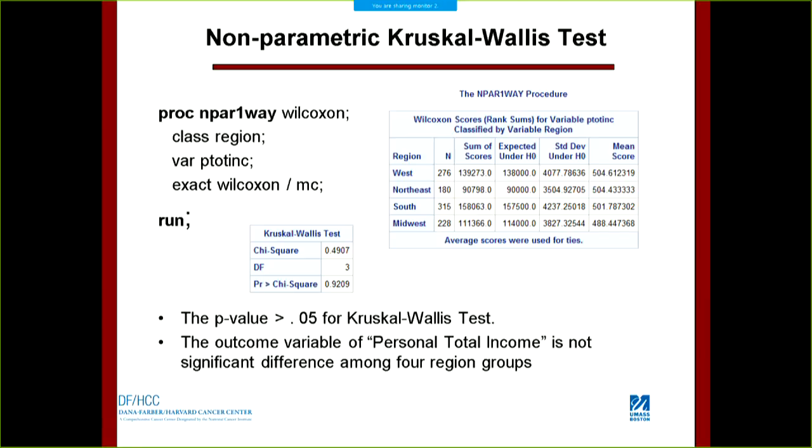Okay, so the non-parametric version of the one-way ANOVA is also the Wilcoxon test here, and the test variable is still personal total income, and the class variable is region. So we use the non-parametric procedure, PROC NPAR1WAY, with the test variable personal total income and the class variable region. So we run that, and I think we have the same results there.